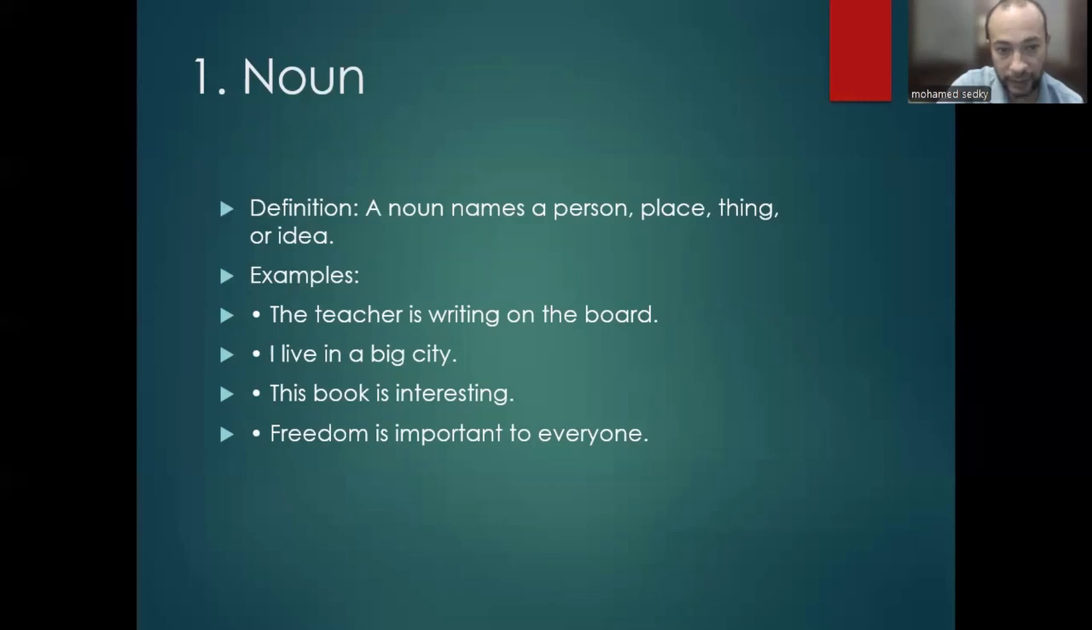Now, if we look at the first example, we have 3 nouns. The first one is teacher, and the second one is board. So we have here a noun that's naming a person and another one that's naming a thing or an object. Now, moving to the other example, I live in a big city, so this one here is referring to a place.